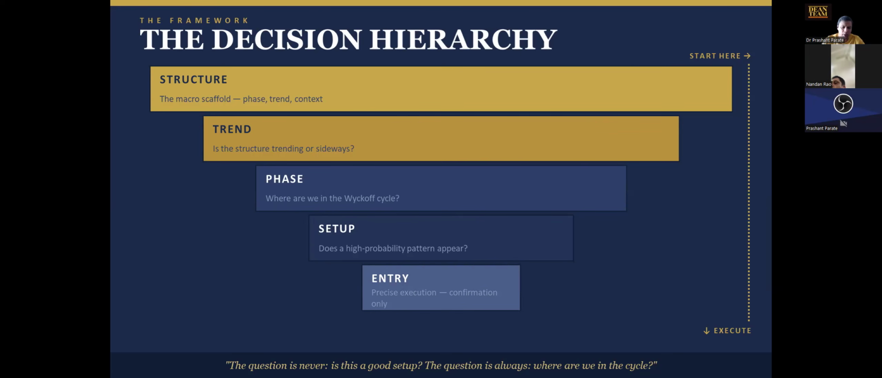What are these phases, how to identify that? That will be a summarized session today, and we'll discuss it in detail later on. So after everything is confirmed, structure is fine, trend is fine, the phase is right, then we have to look for a high probability pattern or setup, go to setups.